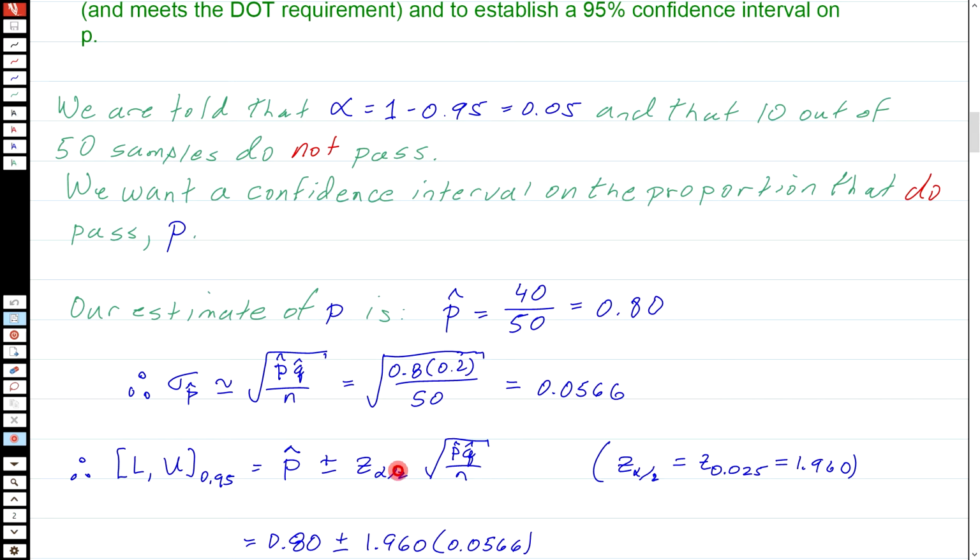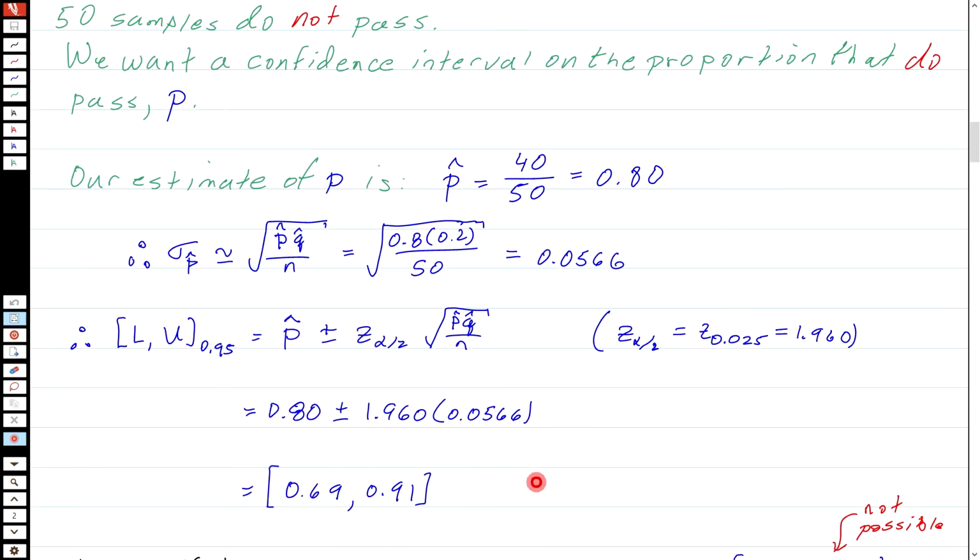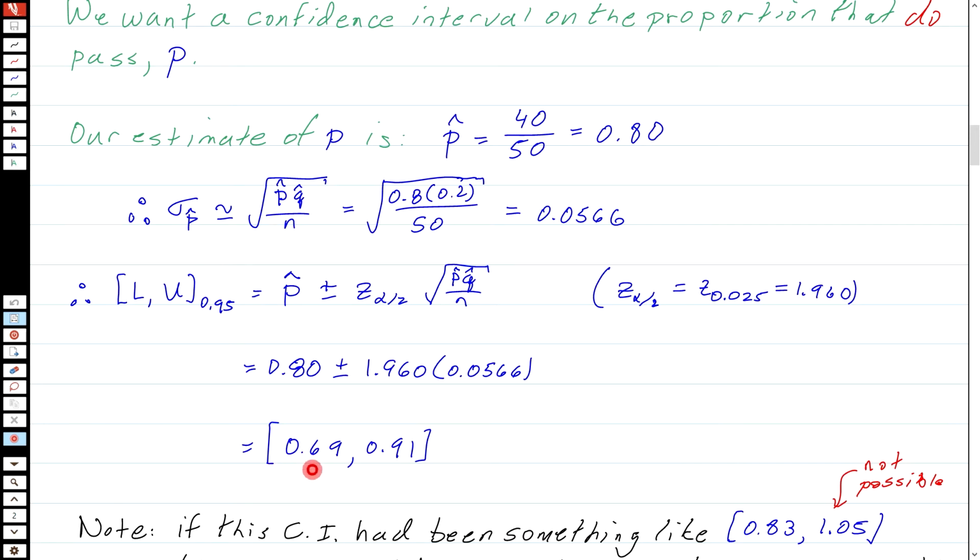Now I think we basically have everything we need to know. We're going to use the Z distribution for this quantity. So Z alpha by 2, alpha was 0.05, so alpha by 2 is 0.025. And Z of 0.025 comes from the last line of the t-table, and is 1.960. We already know what the sigma P hat is, and we know what P hat is, so we can just plug in the numbers now. And we find our confidence interval is 0.69 to 0.91.